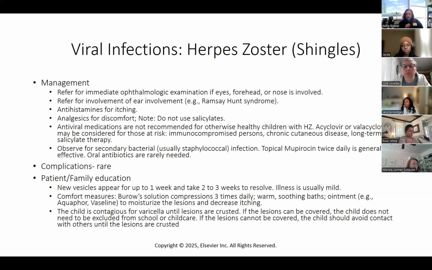It is contagious until all lesions are crusted. So this is one where, similar to varicella, you'll probably see lesions in various stages of healing. And anything pustular or vesicular needs to be crusted.